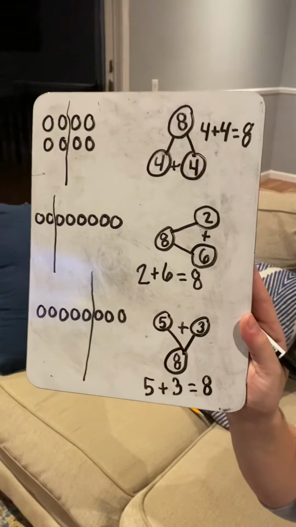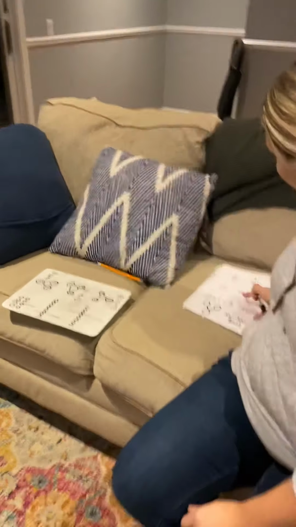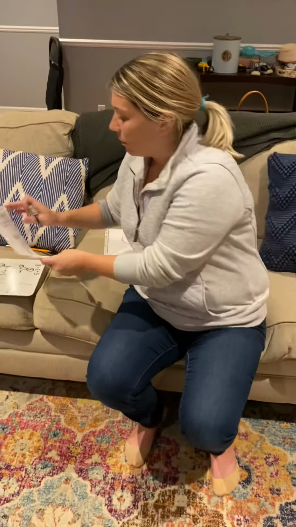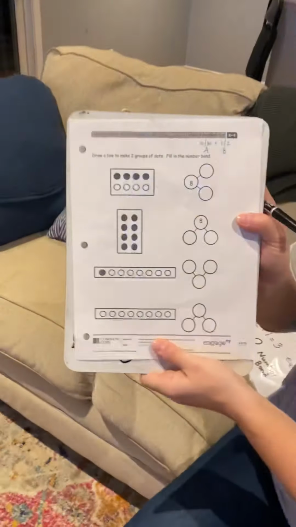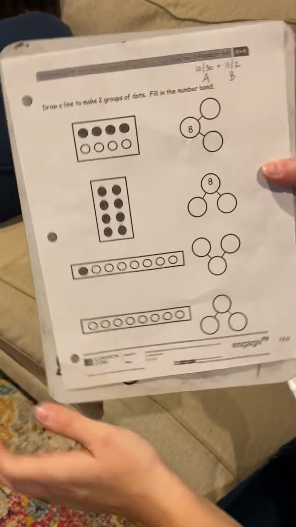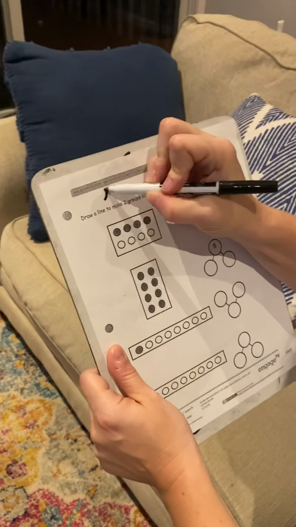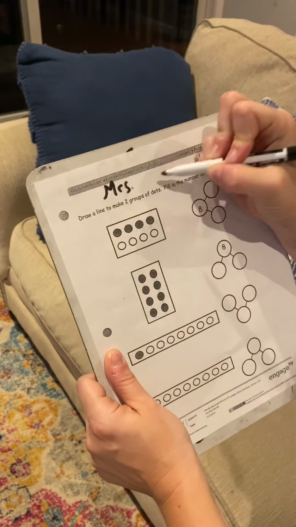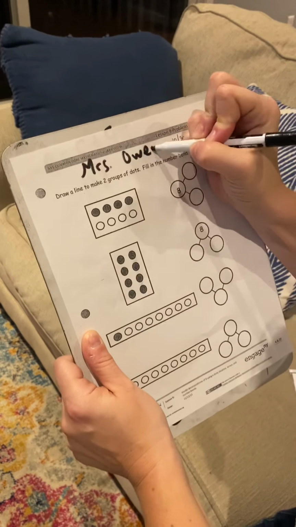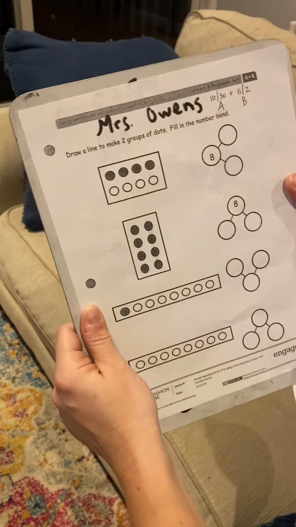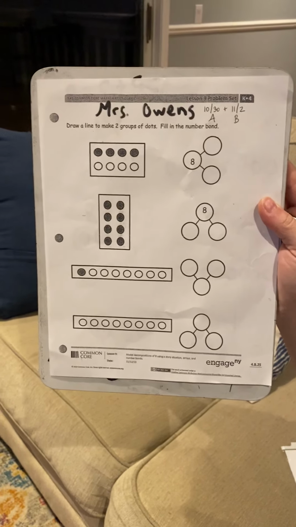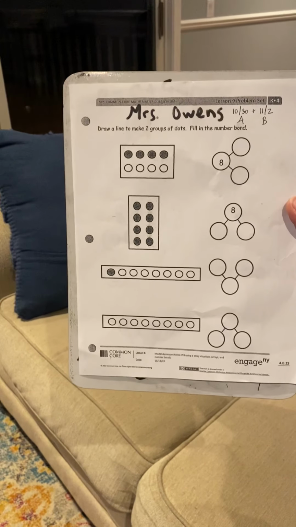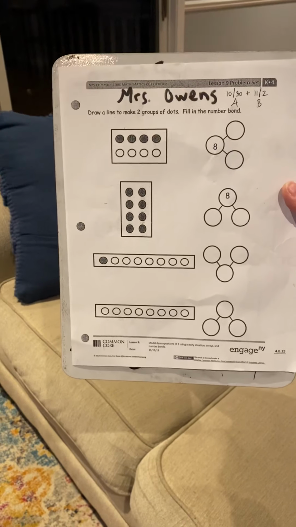Good job, friends. Okay. This is our worksheet today. Remember, today we're focusing on 8 being the total. So first I'm going to write my name at the top, Mrs. Owens. The directions are to draw a line to make 2 groups of dots, just like we just did on the whiteboard problems. And then fill in the number bond.